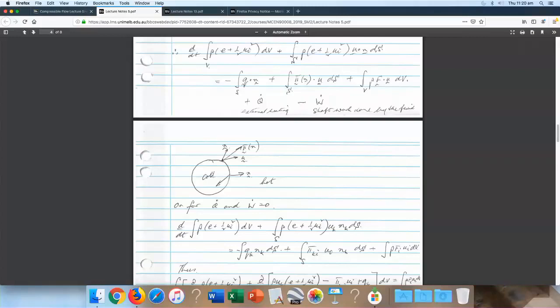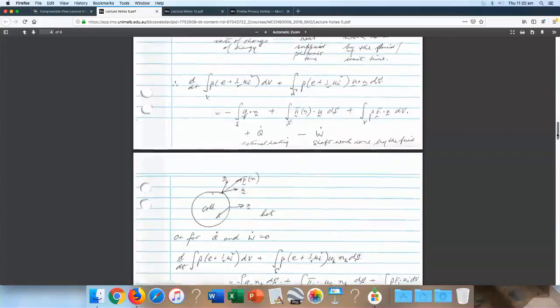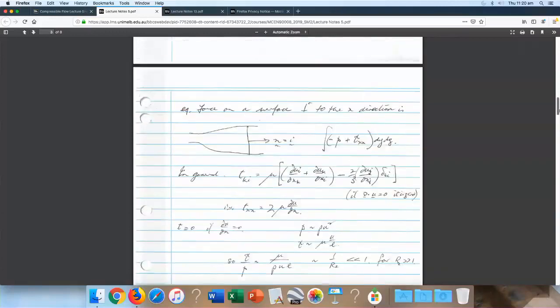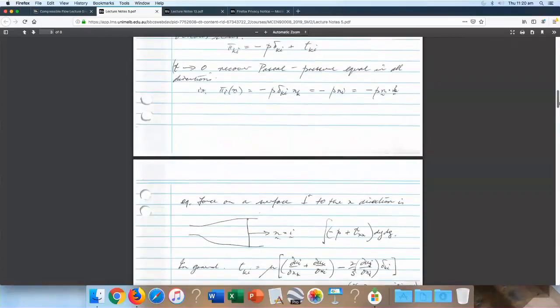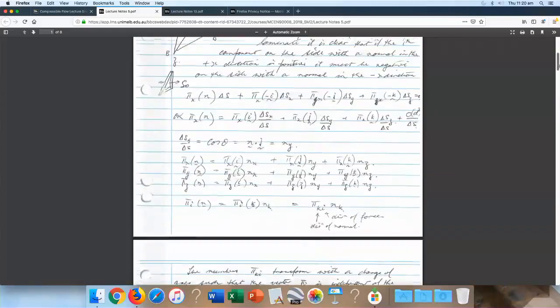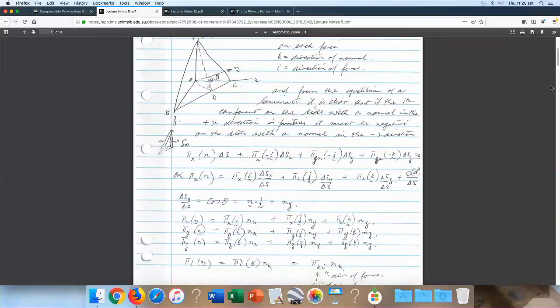Yes? So with the conservation of momentum, with the body forces term, we're usually neglecting that, or we assume that it's negligible. When is it not? What's an example of a case where you can't neglect body forces? In the momentum equation, you always have to include it.